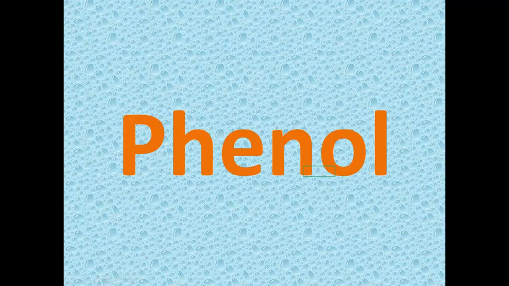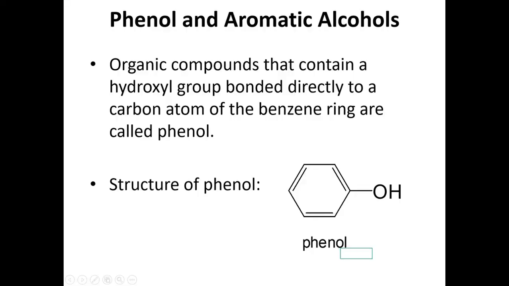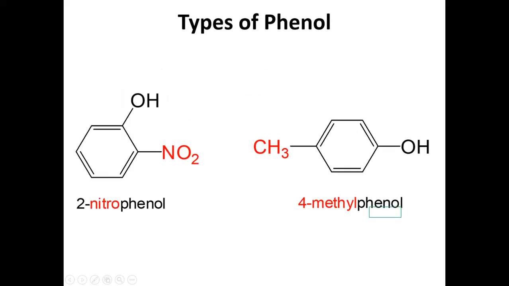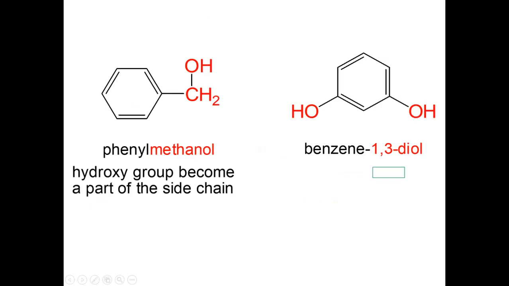Okay, for phenol. Phenol, an aromatic alcohol, is an organic compound that contains a hydroxyl group bonded directly to a carbon atom of the benzene ring. Okay, structure of phenol, when the benzene ring combines with a hydroxyl group, it will become phenol. Okay, types of phenol. Here we call it 2-nitrophenol. And here is 1, 2, 3, 4, 4-methylphenol.